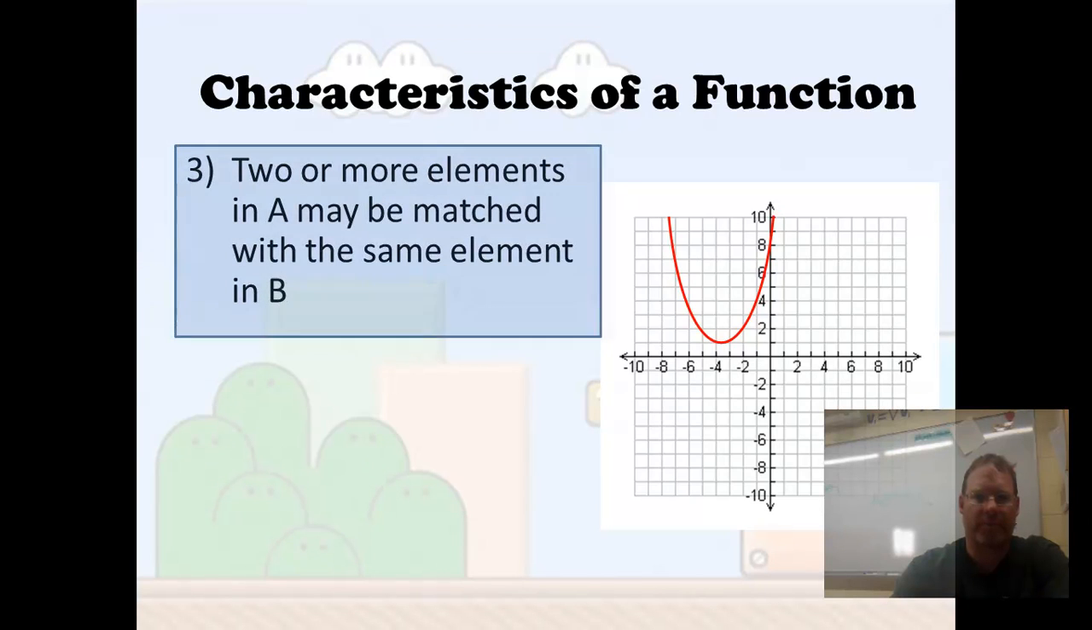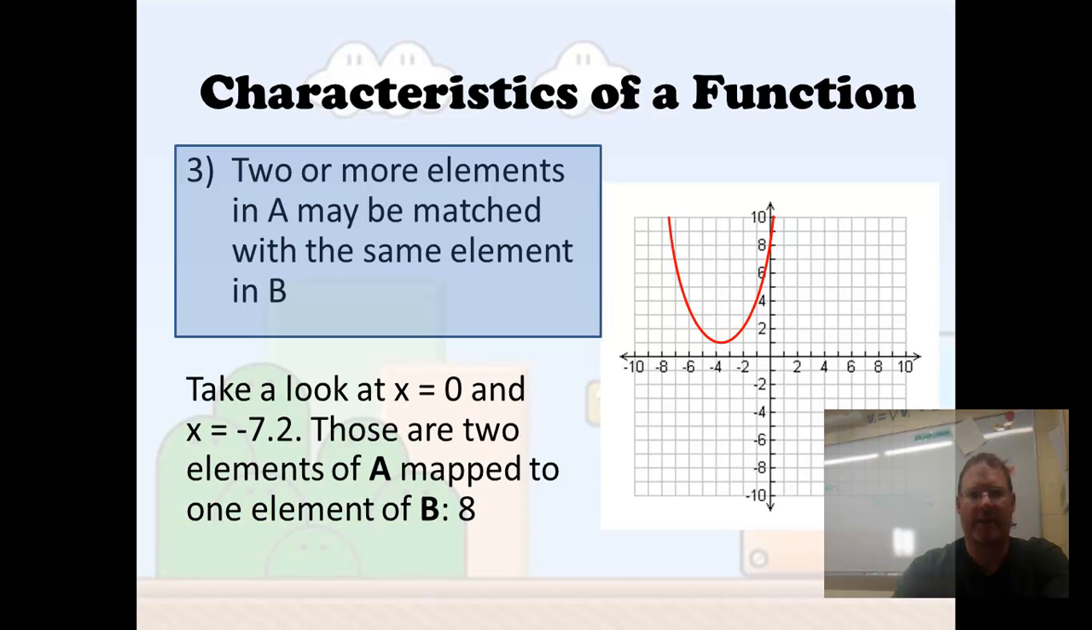Third characteristic, 2 or more elements in A may be matched with the same element in B. What I want you to take a look at is on the graph where x equals 0 and also around -7.2. Look at those two spots. Because if you follow an arrow up, you'll notice that they both correspond to a y value of 8. So I have 2 different elements in A being matched to the same element in B. 2 different x values go to the same y value.